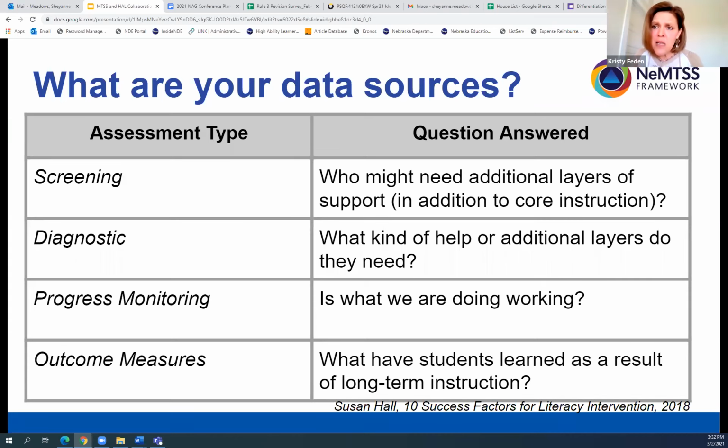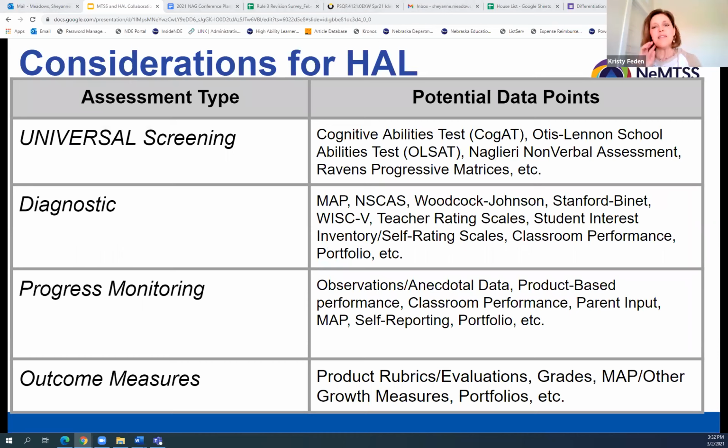But on the next slide, Sheyanne's going to talk a little bit more about what a balanced assessment system might look like specific to our focus on house students. So I'll turn it back over to you, Sheyanne.